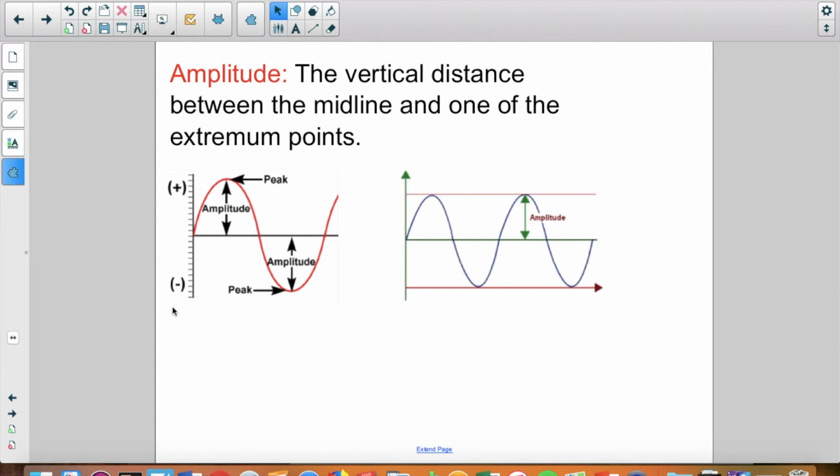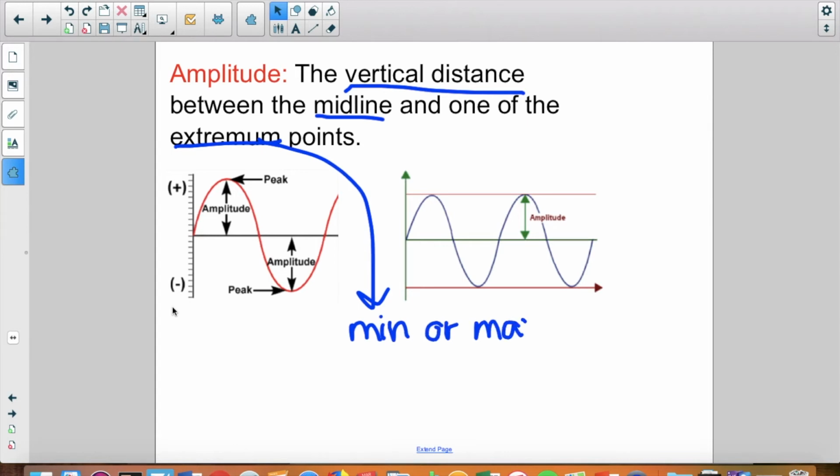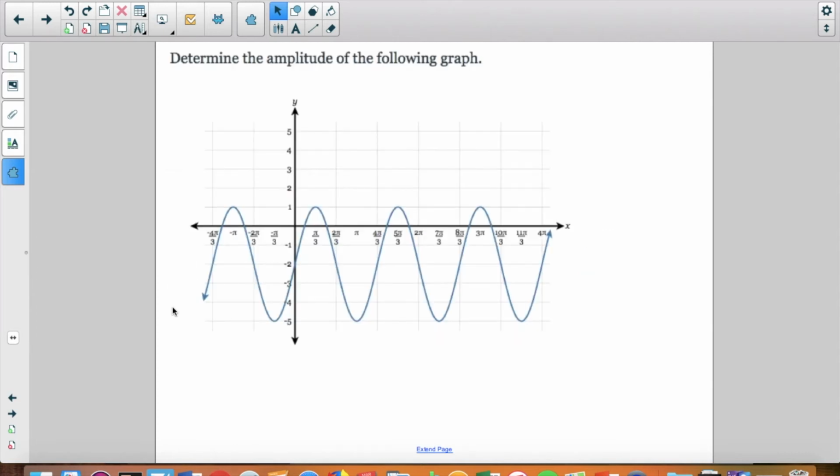Next is amplitude. Amplitude is the vertical distance between the midline and one of the extremum points. Extremum means min or max. It could be either or. So in order to find the amplitude, we first have to find the midline. So let's start by finding the midline. To find the midline, you do the min plus max divided by 2.